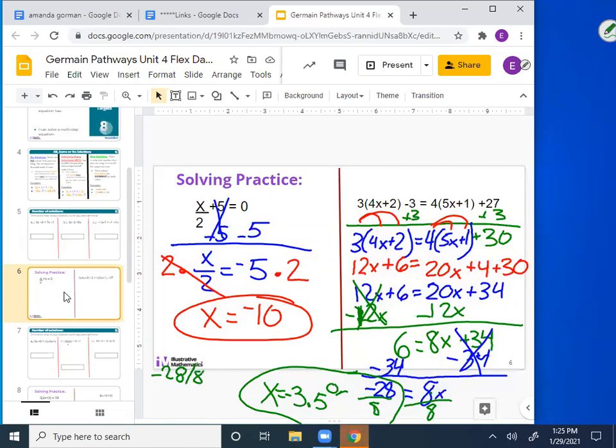Question, Olivia. I did it a different way. How did you do it? The same answer. I subtracted 6 from each side instead of 34. Okay. That works. It still gets you the same answer. And then you moved your 20x over to the other side. Okay. That's still going to get you the same answer.